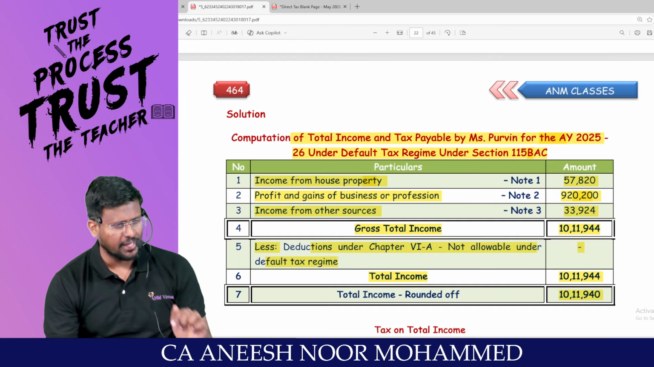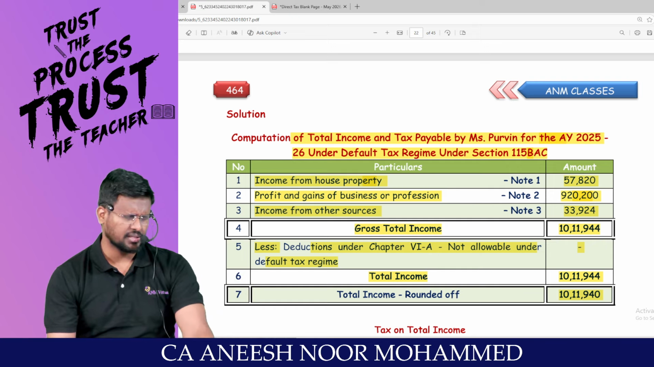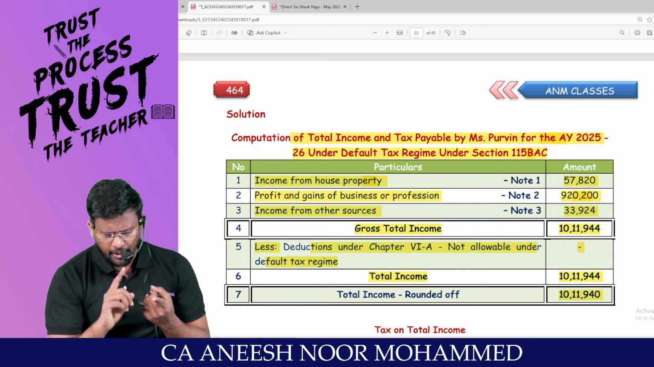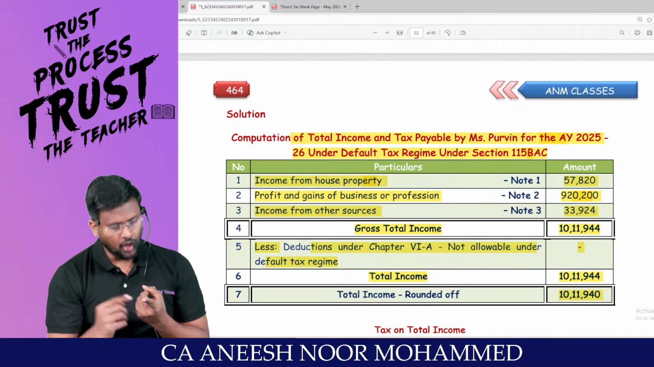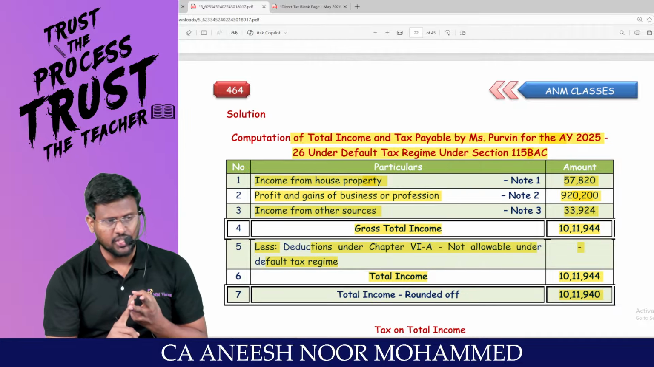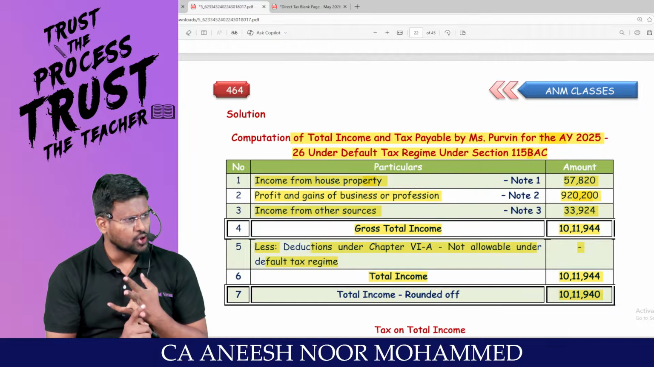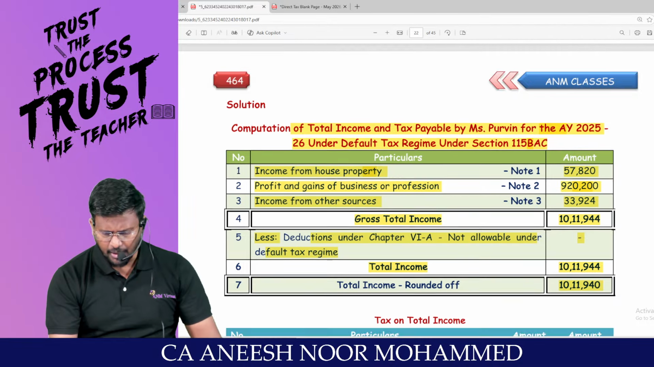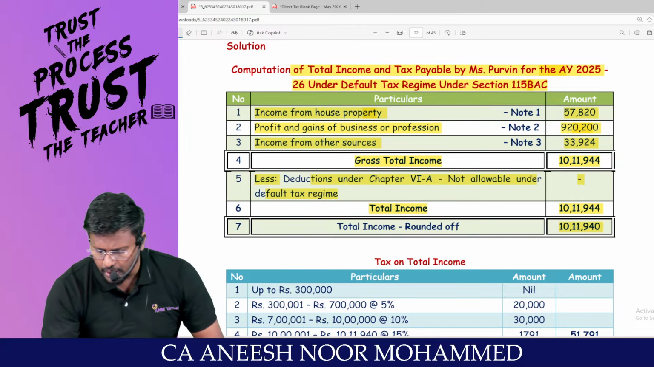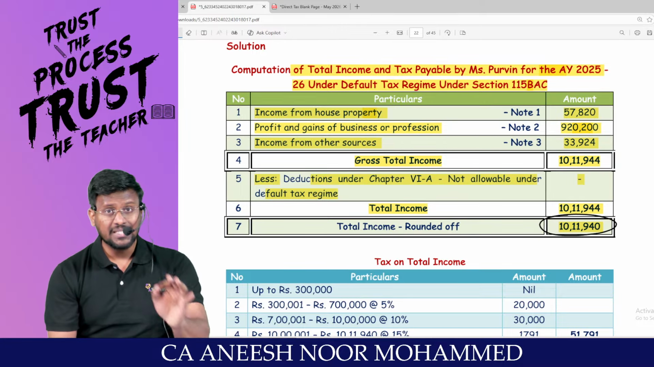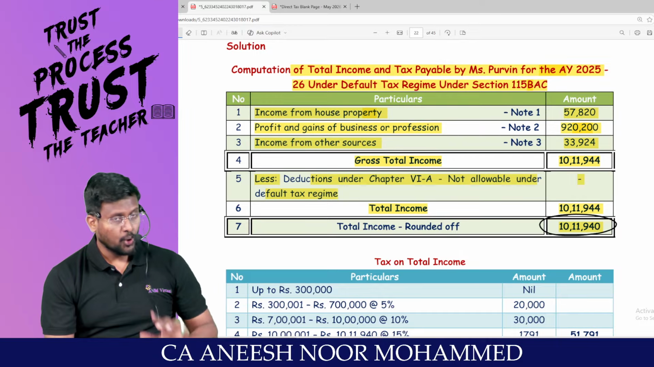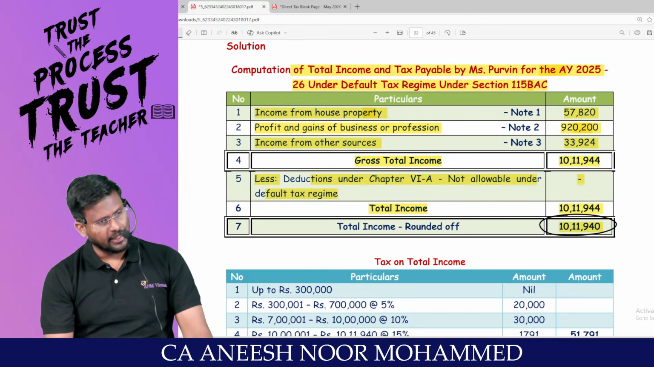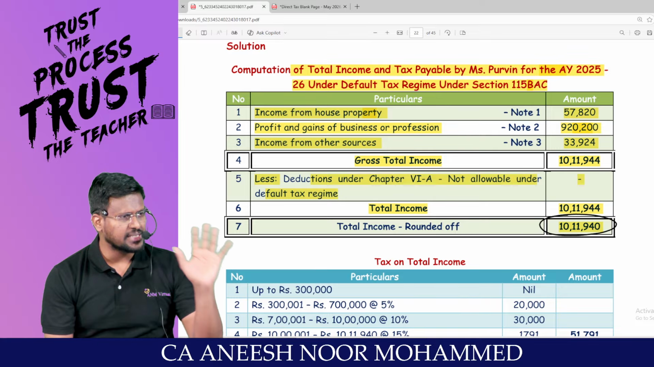Now this is what tax regime? Default tax regime. Simple. House property, normal income, special income? Normal income. PGBP, normal income, special income? Normal income. IFOS, normal income, special income? Normal income. That means your total income comprises of only normal income. Am I right? Which is less than 50 lakh. Am I right? Which is more than 7 lakh. Am I right? That means there is no question of 87A rebate at all.